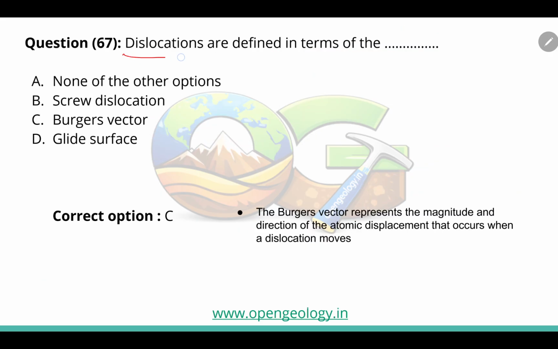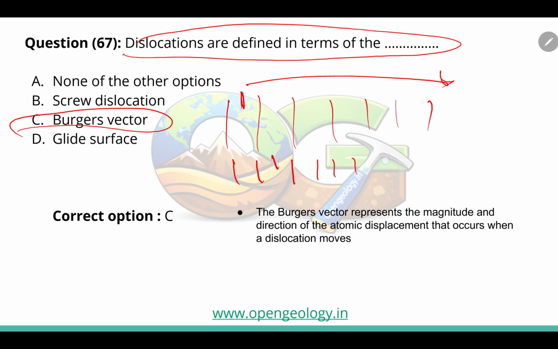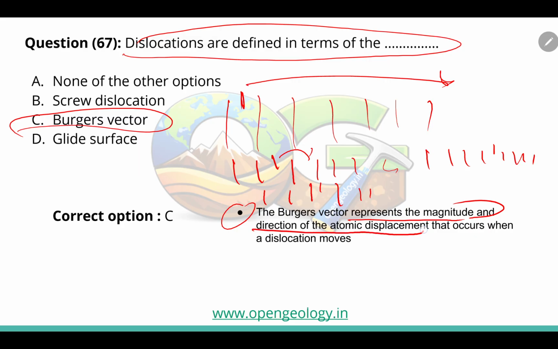Another question is, dislocations are defined in terms of the Burgers vectors. Now how are they defined? Like you have a mineral like this, there is one dislocation here. Now this dislocation is migrating from here to here. It will migrate like this, then shift to the third one, then again shift to another one. So the Burgers vector represents the magnitude and the direction of atomic displacement that occurs as a dislocation moves.